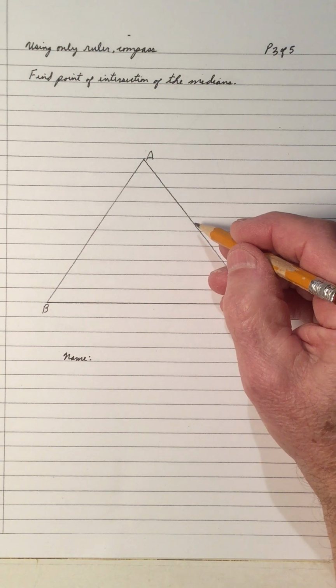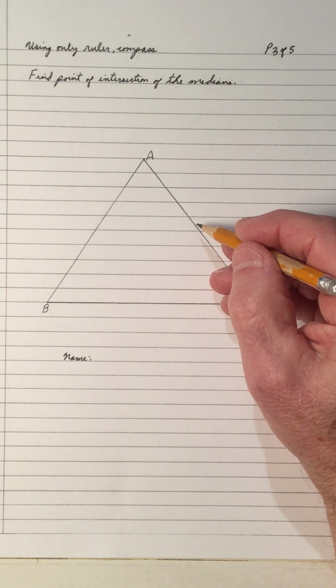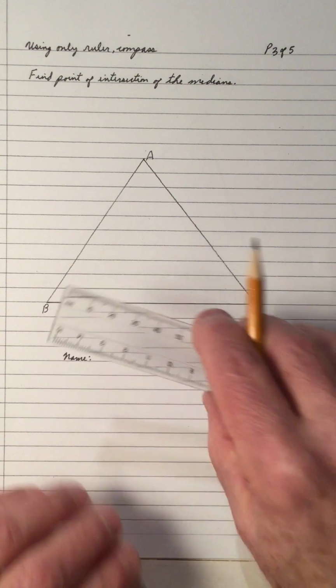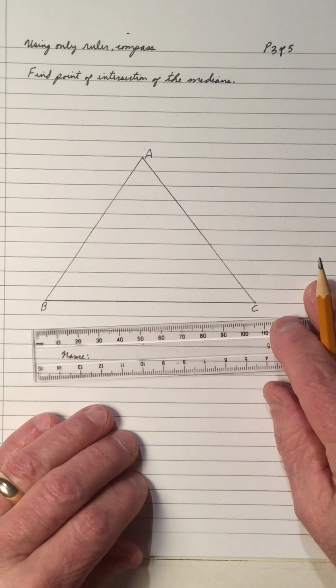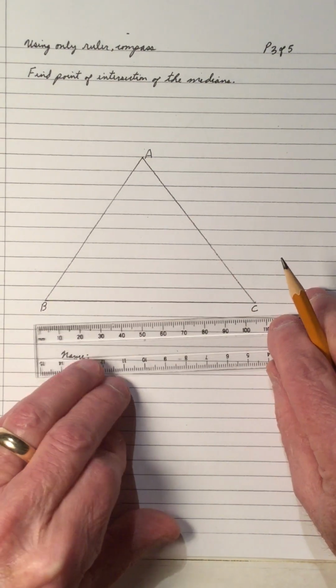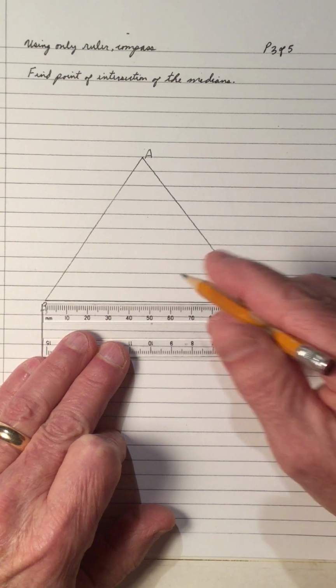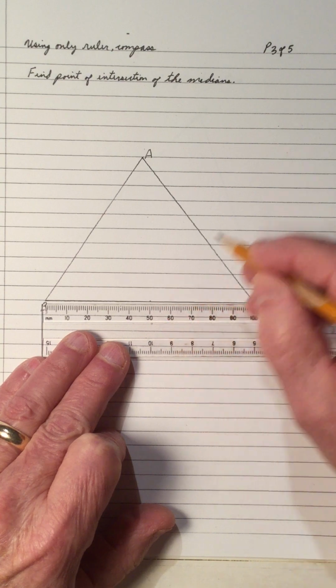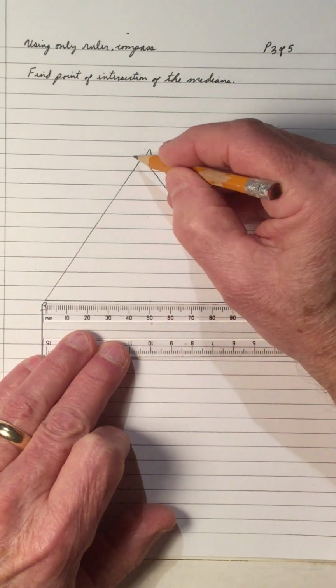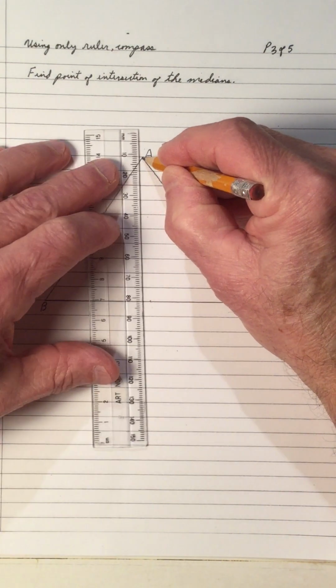We can do all the perpendicular bisectors again like I did just then, but it's just as quick if you use your ruler. You can get the midpoint: that's 100, so 50 is the midpoint of here. So this is the median.